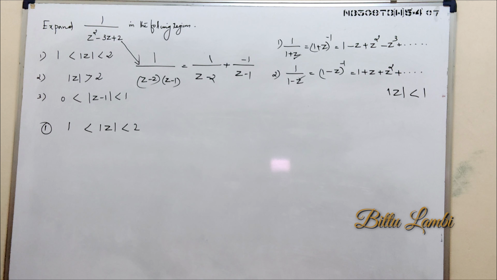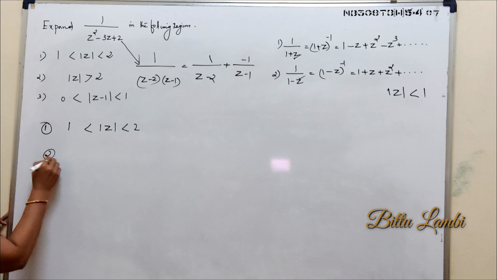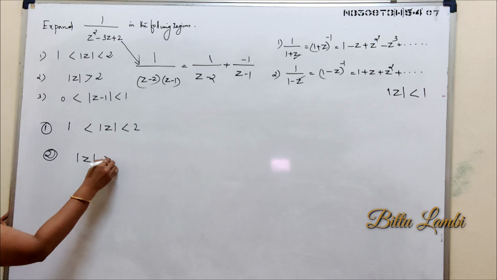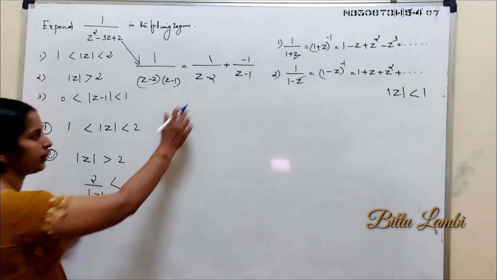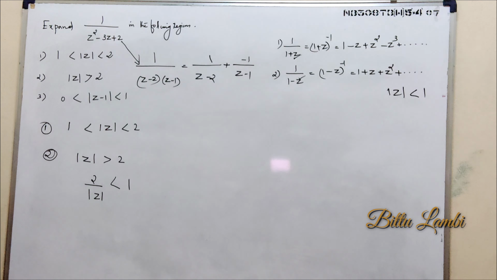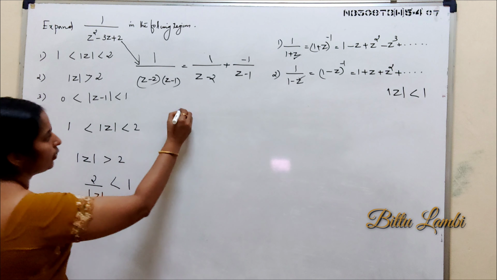Next, consider the second region. Our second region is mod z greater than 2. That is, you write the inequality less than 1. That is 2 by mod z less than 1. So the given region is 2 by mod z less than 1. With the help of this region, you have to express both terms in the form of an infinite series.